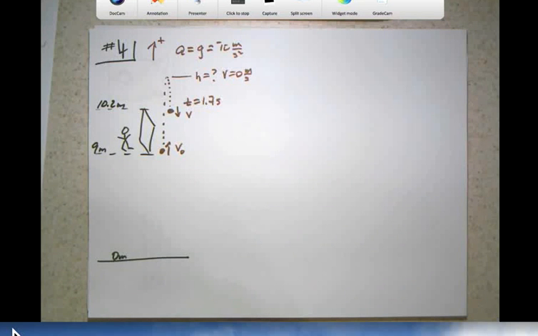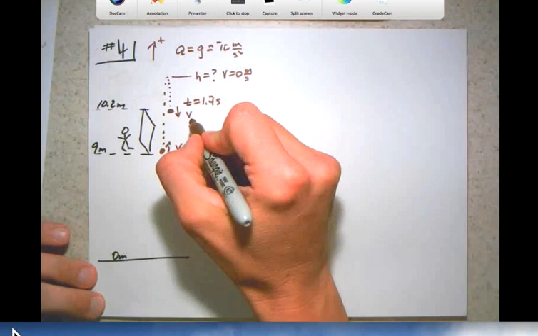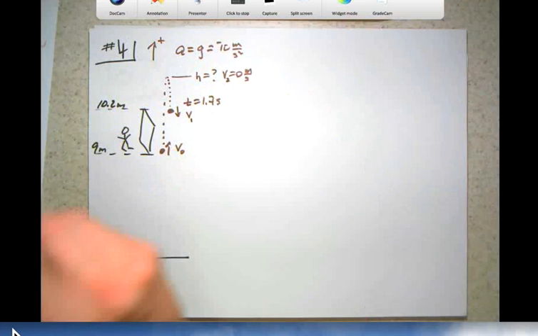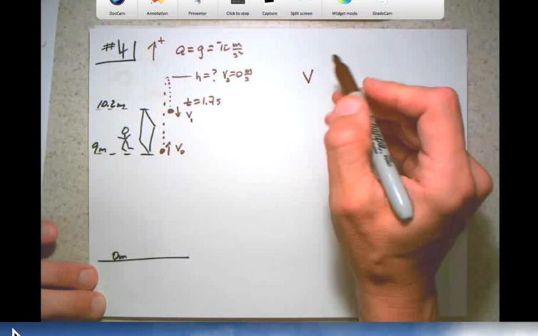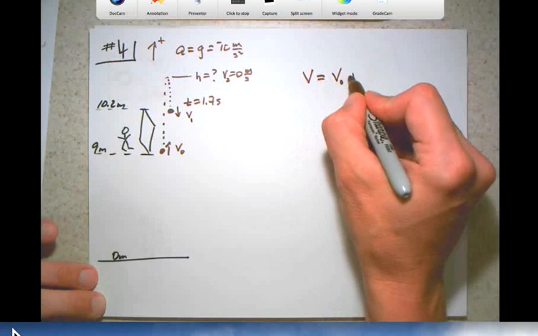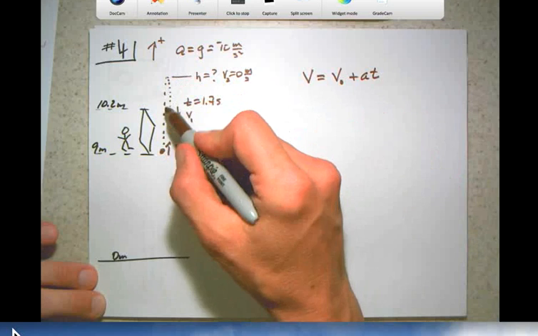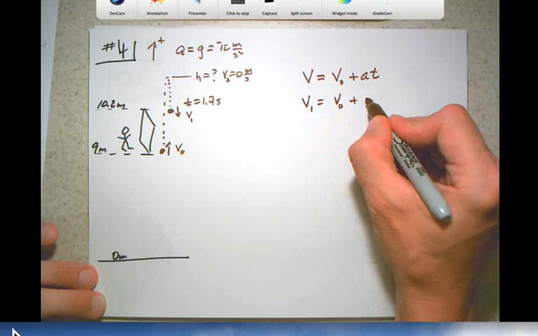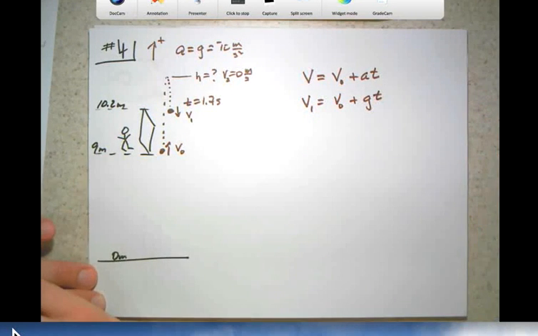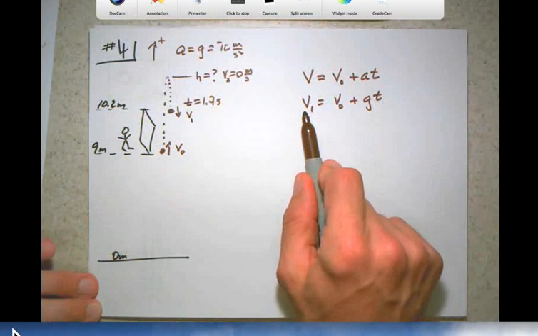Let's see here. I'm going to call this one V1 at the top of the window, and I'm going to call this one V2, just so that I've got some labels. So we know that just using final velocity equals initial velocity plus acceleration times time, it took 1.7 seconds to go from V0 to V1. So V1 equals V0 plus GT. So we know G, we know T, we don't know either of these, although we know that their plus and minus signs are opposite.